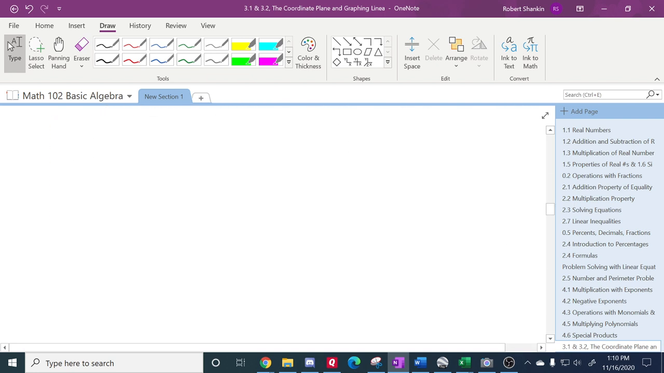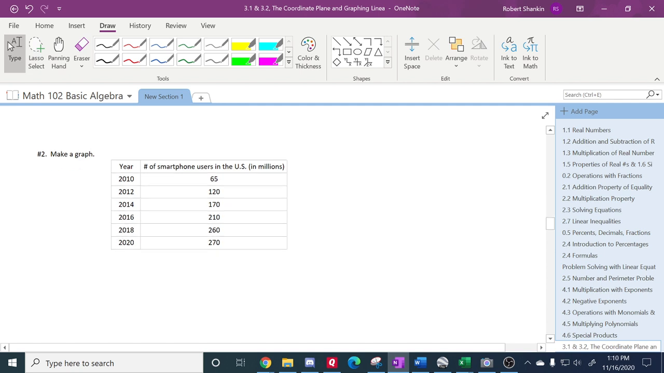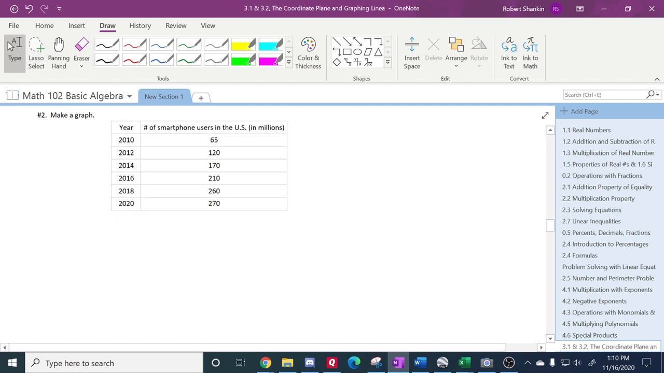All right, let's go to the next one. And this time, you make a graph from scratch. The year and the number of smartphone users in the United States in millions. So you see it went from 65 million smartphone users in 2010 all the way to 270 million smartphone users in 2020. Huge explosion. Put this information on a graph, make it visual. So I'm going to give you a couple minutes.